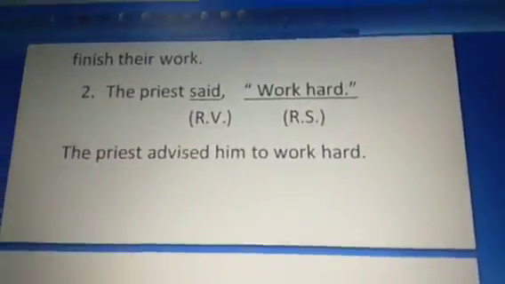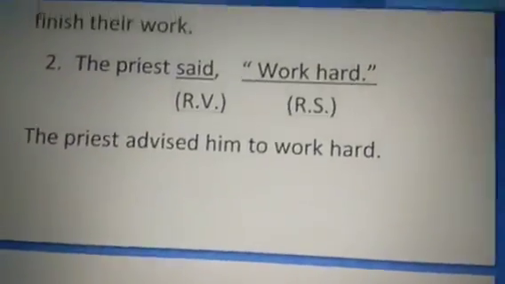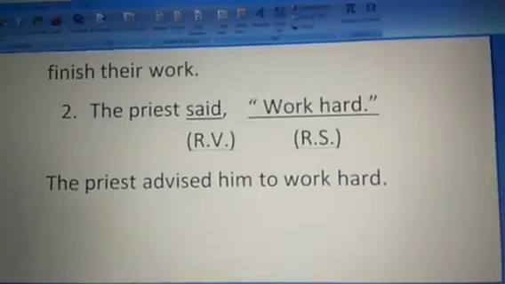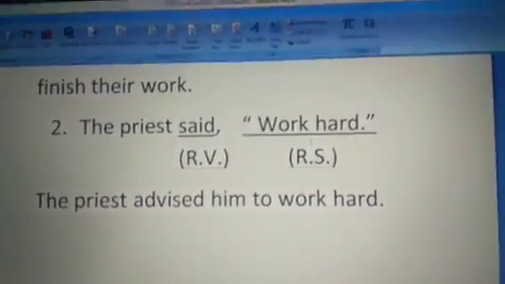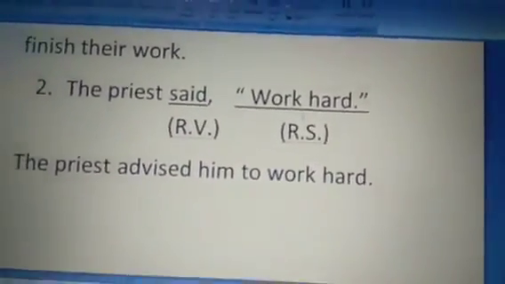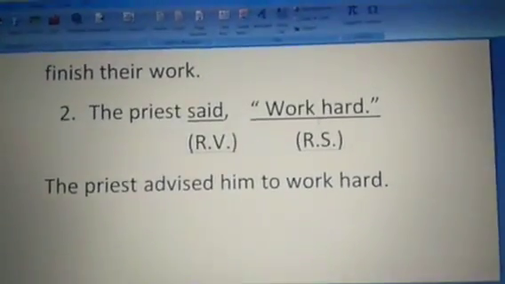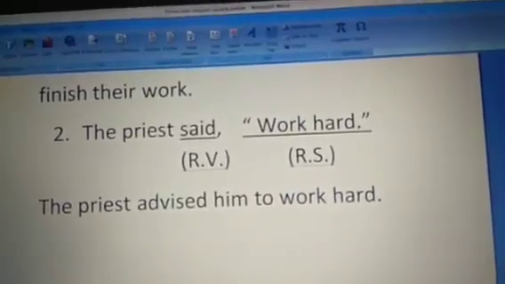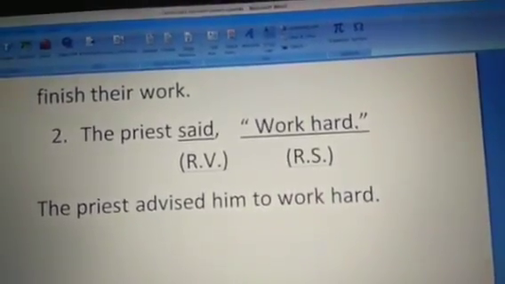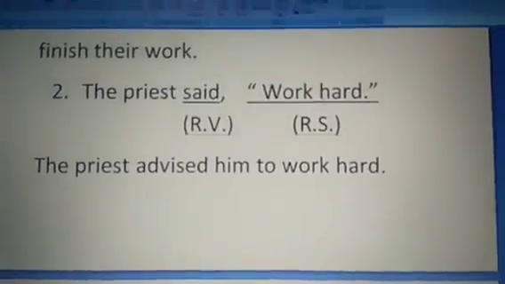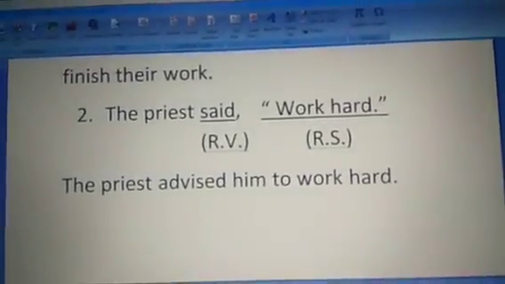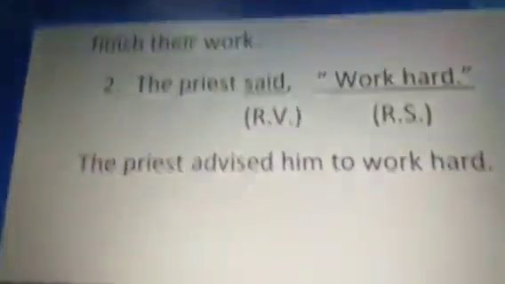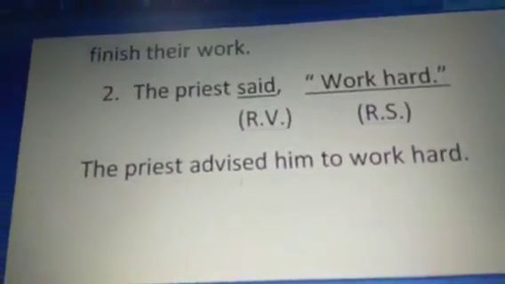And the second example is, the priest said, "Work hard." Now, said is the reporting verb, and work hard is the reported speech. And the type of sentence which is placed between the two inverted commas is an imperative sentence, which is work hard. And through this particular sentence, a kind of instruction is being given, and that instruction is advice. So obviously, the reporting verb said will be replaced by advised while converting the same into indirect speech.